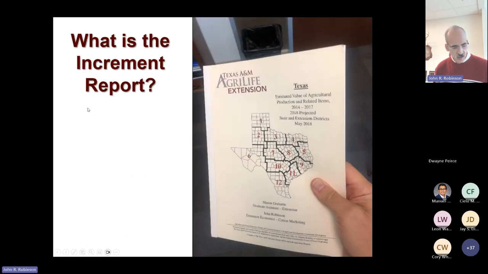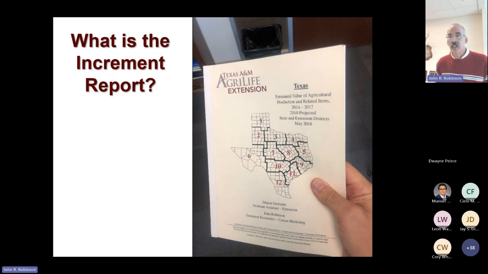So people want to know, what is this thing? I took this job and now I'm told I've got to do this. What the heck is an increment report? And frankly, I don't really know where the name came from, unless it means a comparison of ag values this year compared to the previous year, the incremental change. That's the only way I can figure out that name. It's kind of an odd name.